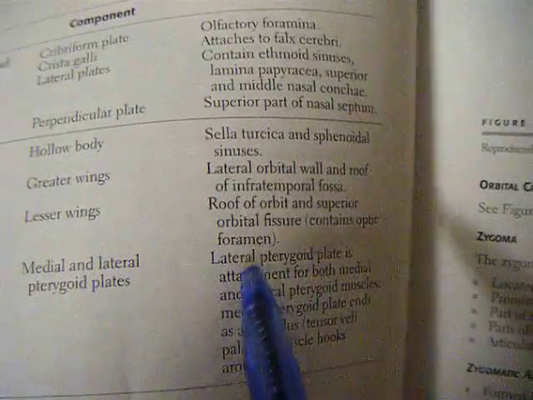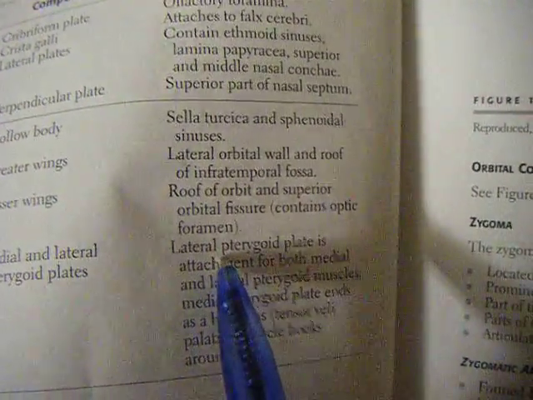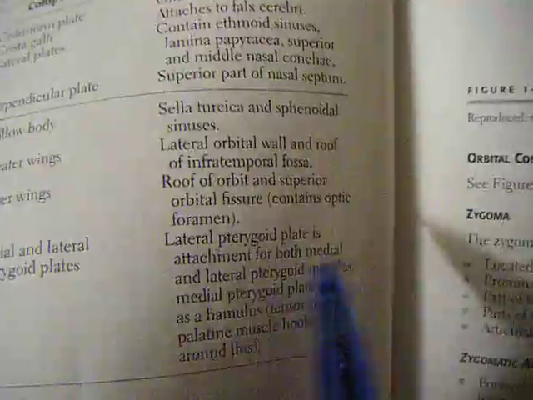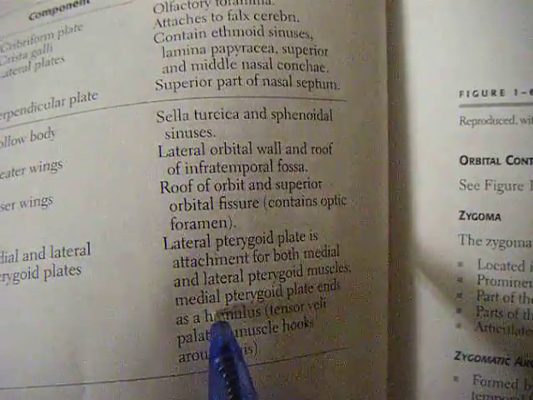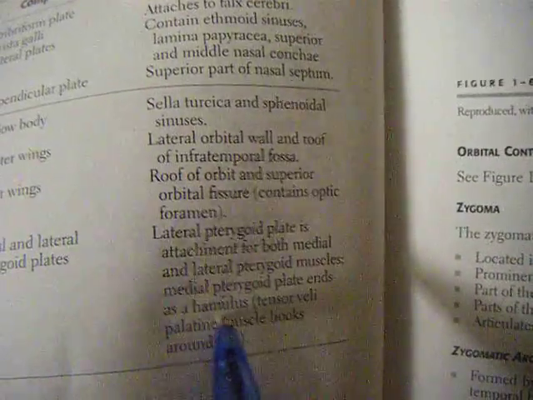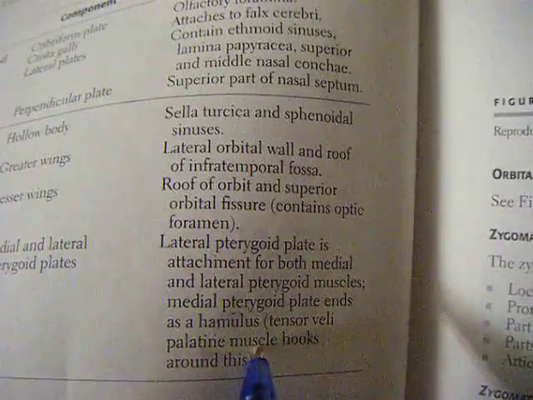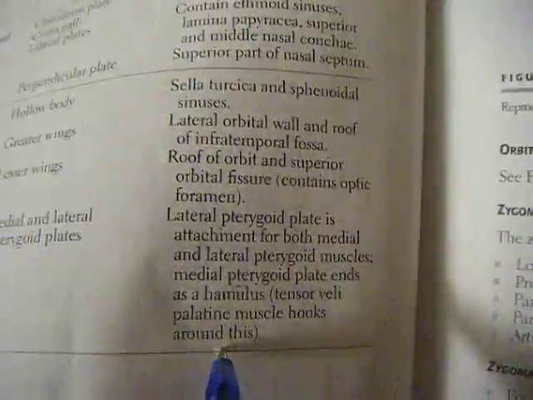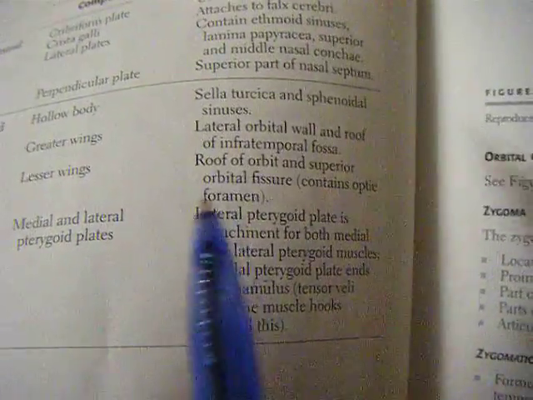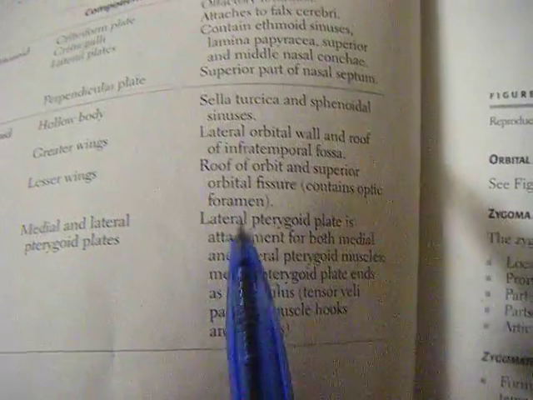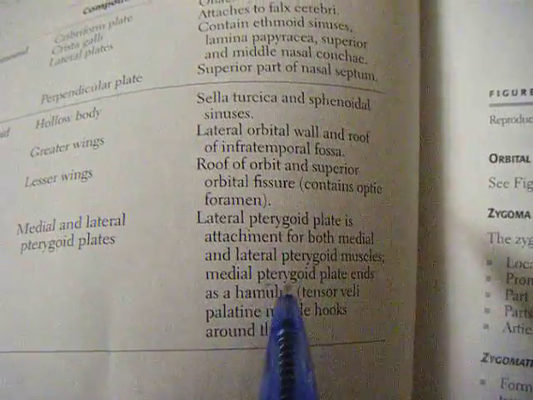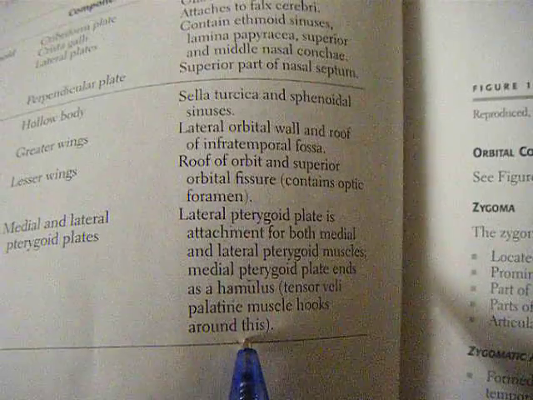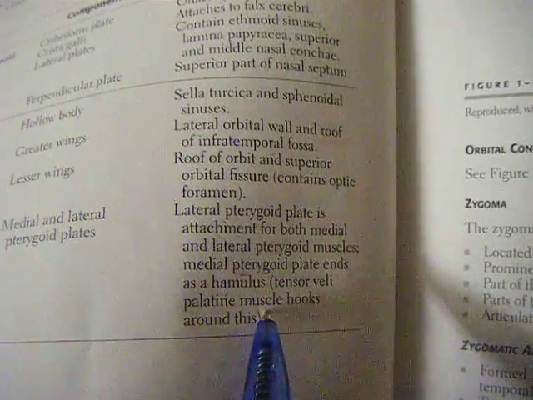Now the medial and lateral pterygoid plates. The lateral pterygoid plate is an attachment for both the medial and lateral pterygoid muscles. Medial pterygoid plate ends as a hamulus. Tensor palatini muscle hooks around this. So this is important. Lateral pterygoid plate is an attachment for both the medial and lateral pterygoid muscles. Medial pterygoid plate ends as a hamulus. The tensor palatini muscle hooks around this.